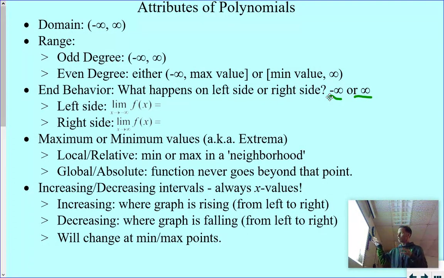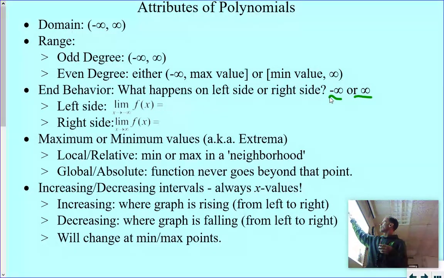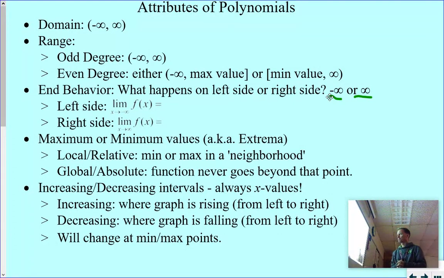The notation you're going to see is right here. So it's that LIM that stands for limit. It's actually calculus notation. So if you see the limit as x approaches negative infinity of the function, that's talking about what's going on on the left-hand side. If you see the limit as x approaches positive infinity, that's just asking what's happening on the right-hand side.